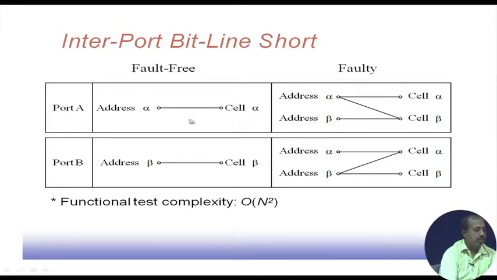Similarly, the bit line short. Here also, in the fault free situation, address alpha will access cell alpha and address beta will access cell beta. But in a faulty situation, address alpha will access cell alpha and cell beta in port A, and address beta will access cell alpha and cell beta on port B. That way we can have multiple locations accessed. So, the address decoder part becomes faulty because of these word line and bit line shorts.